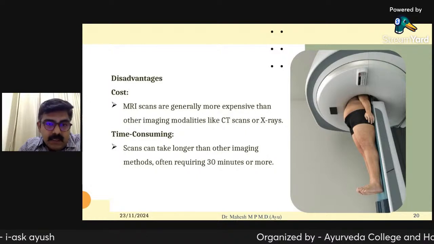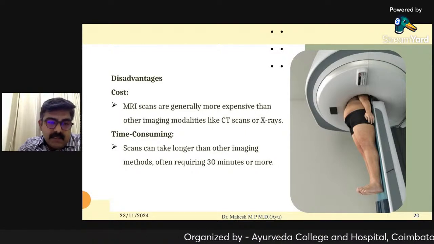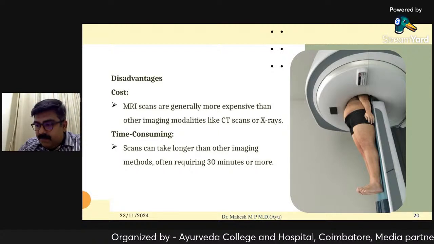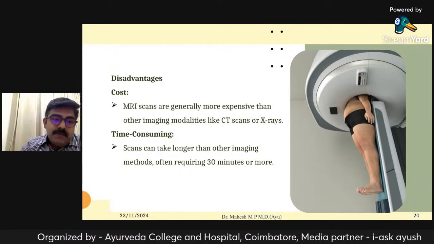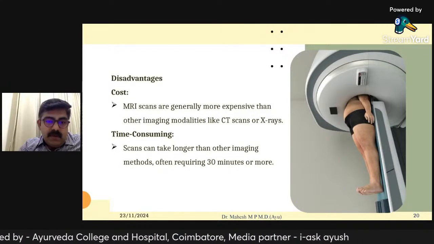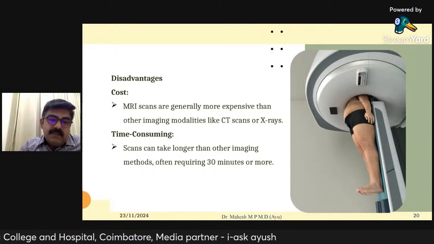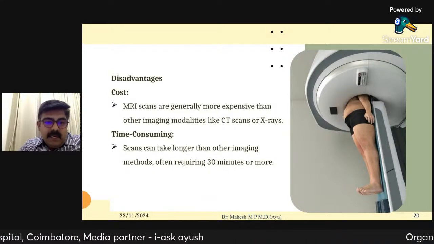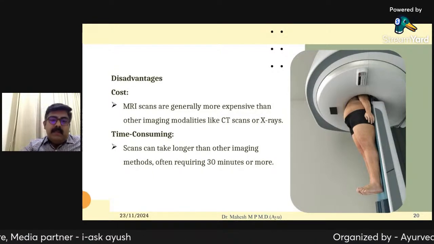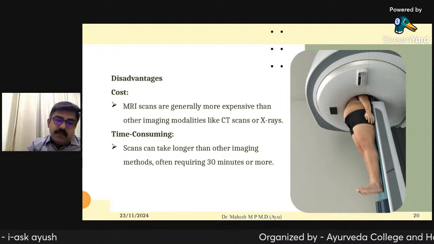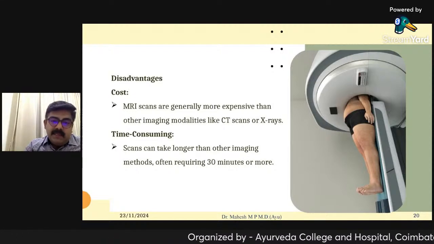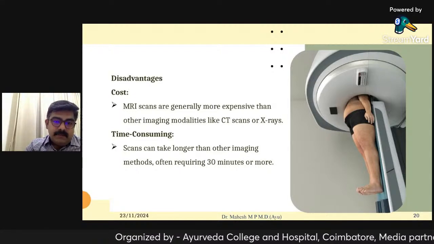Scans take longer than other imaging methods because the patient has to stay still. Any small change of position will cause artifacts. That's why it often requires more than 30 minutes to get accurate, clear pictures.